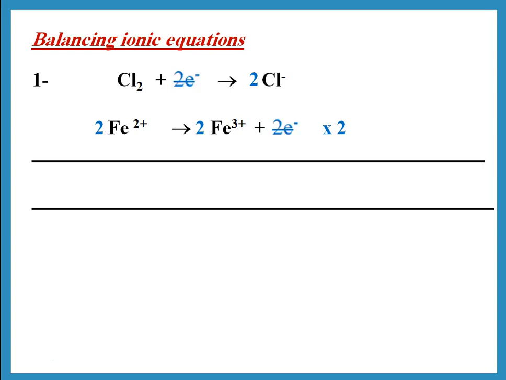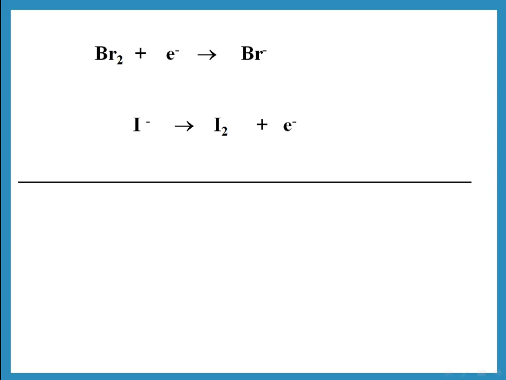So what I have is an overall Cl2 plus 2Fe2+ to give 2Cl- plus 2Fe3+. Can you see what we did? Okay, let's try another one.